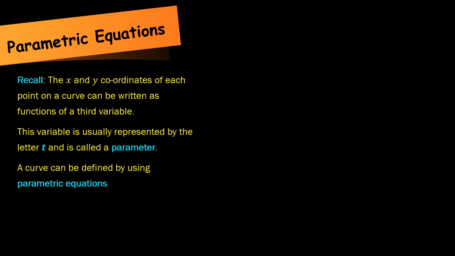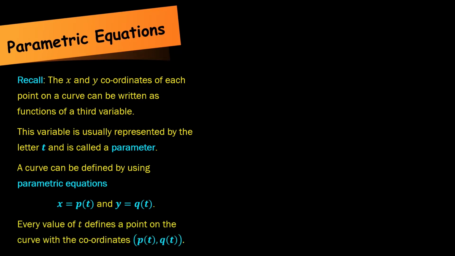A curve can be defined by using parametric equations of the form x equals p of t and y equals q of t. Every value of t defines a point on the curve with the coordinates p of t, q of t.